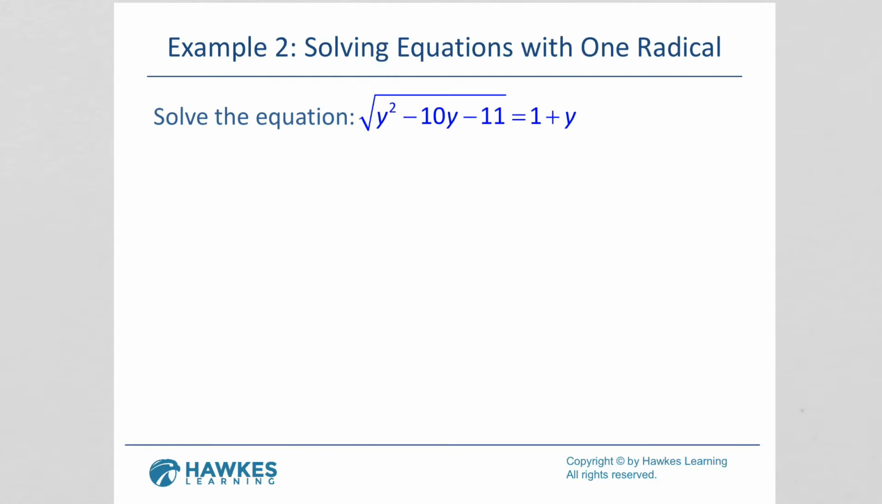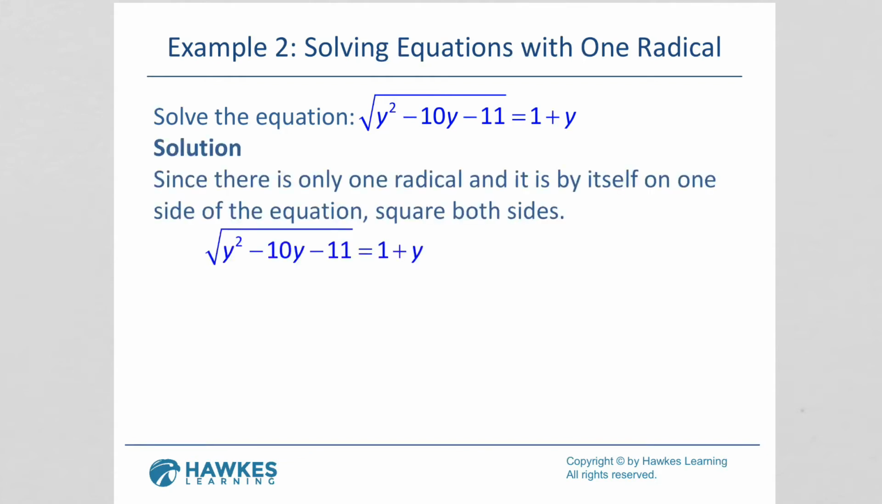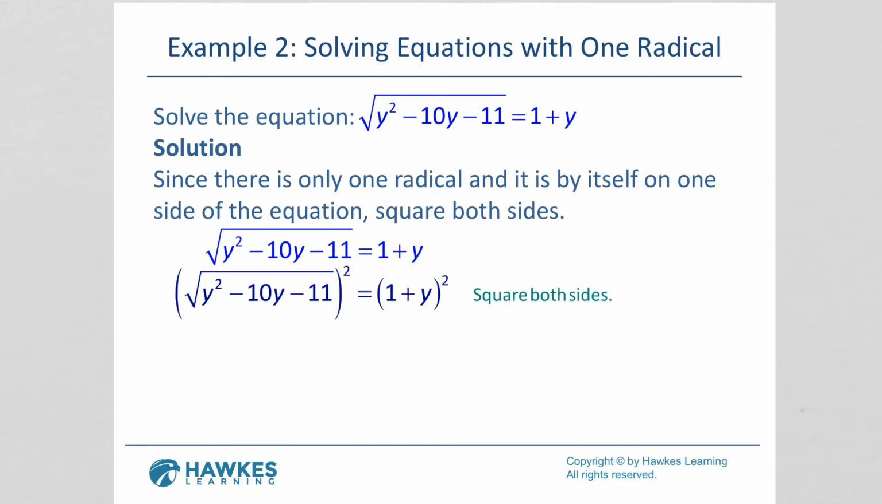Example 2. Solve the equation: the square root of y squared minus 10y minus 11 equals 1 plus y. Once again, we have the radical by itself on the left-hand side of the equation, so I'm simply going to square both sides. The square root of y squared minus 10y minus 11, squared, equals the quantity 1 plus y, squared. That leaves me with y squared minus 10y minus 11 equals 1 plus 2y plus y squared.